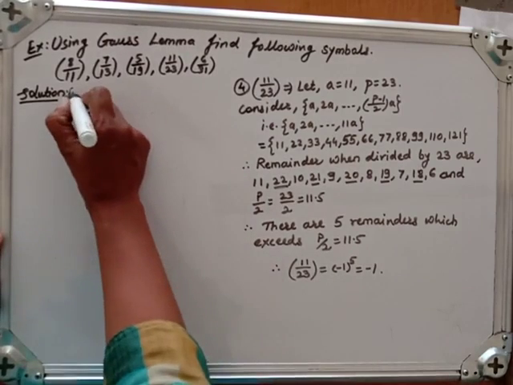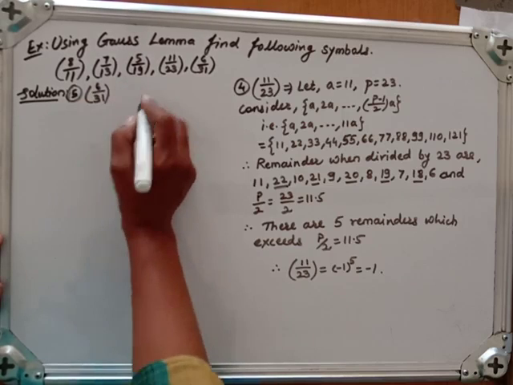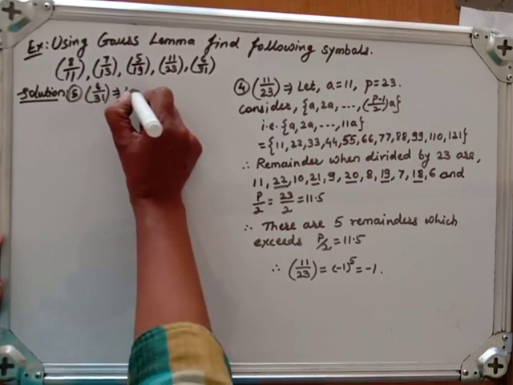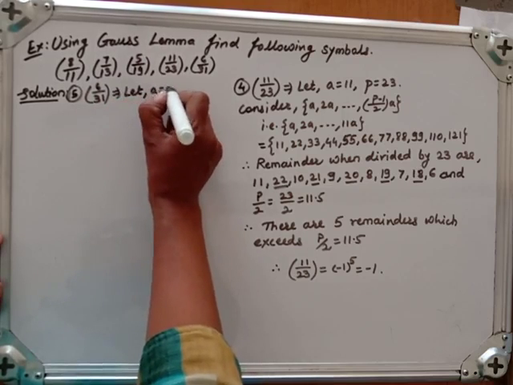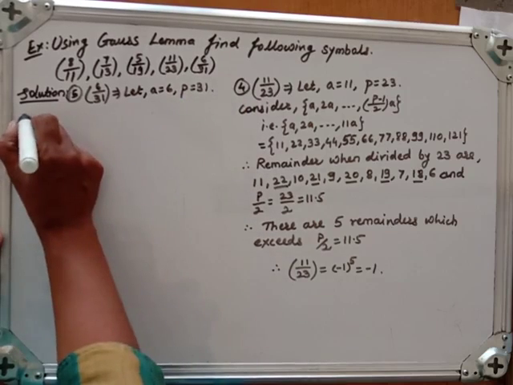Now, let's take the last one, the Legendre symbol of 6 by 31. So, fifth one, Legendre symbol of 6 by 31. Here let a equal to 6 and p equal to 31.